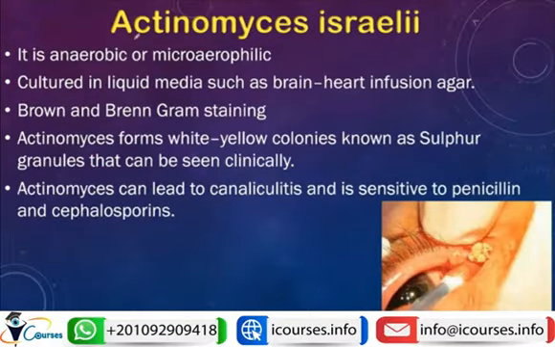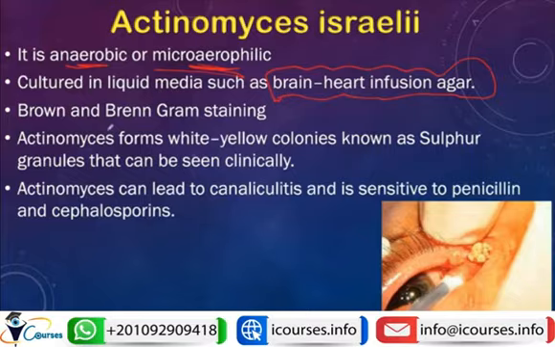Another form of the filamentous fungi is called Actinomyces israelii, and it is anaerobic or microaerophilic, so it doesn't need air that much, and it can be cultured on the brain-heart infusion agar. This is the same culture medium as for Haemophilus influenzae, and it can also be identified by brown and green Gram staining. They will show yellow-white colonies on the agar.